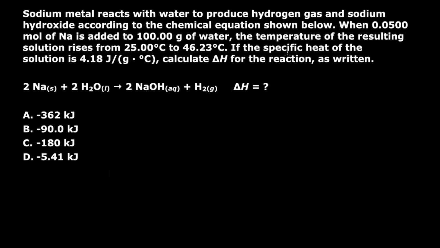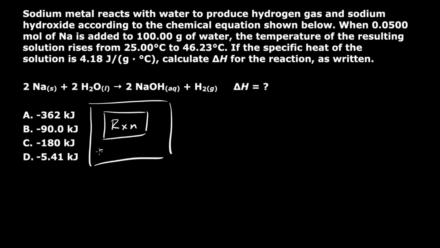And we have the specific heat of the solution. It's going to be 4.18 joules per gram per degree Celsius. And the question wants to know the delta H value, or the change in enthalpy of the reaction. And so this question has two different parts. First, it's got the reaction, and the other part, it's got the solution. So I want to have the solution here and the reaction here.